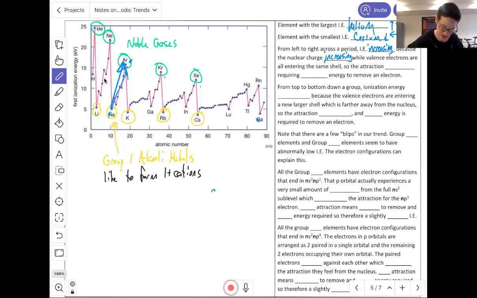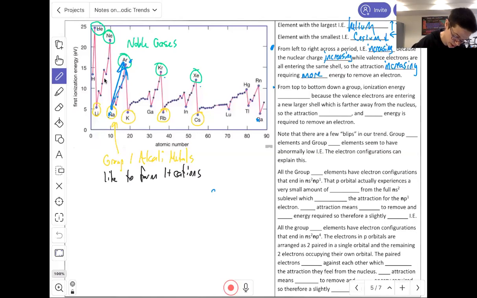So the nuclear charge is increasing while our valence electrons are entering the same shell. If both of those two things are increasing, that means the attraction is increasing. And increasing attraction means it requires more or less energy to pull off an electron? More. Okay, so that's your left to right explanation.